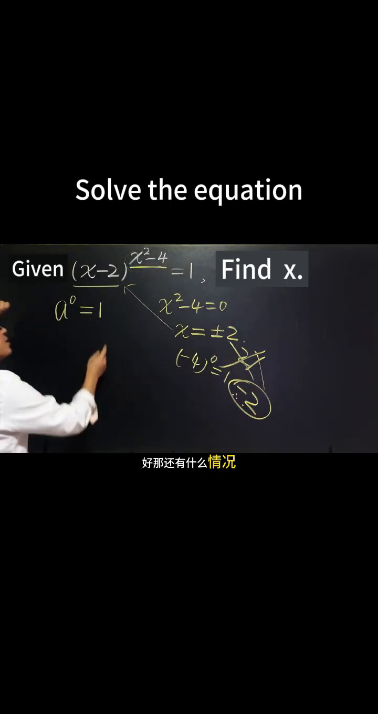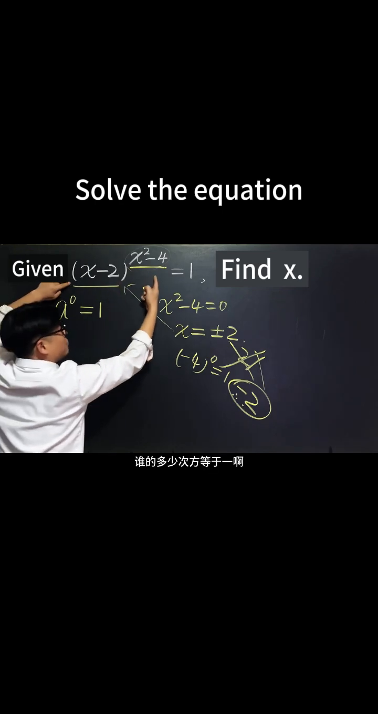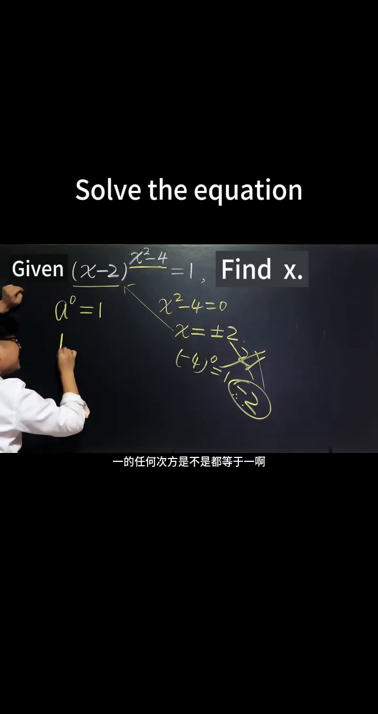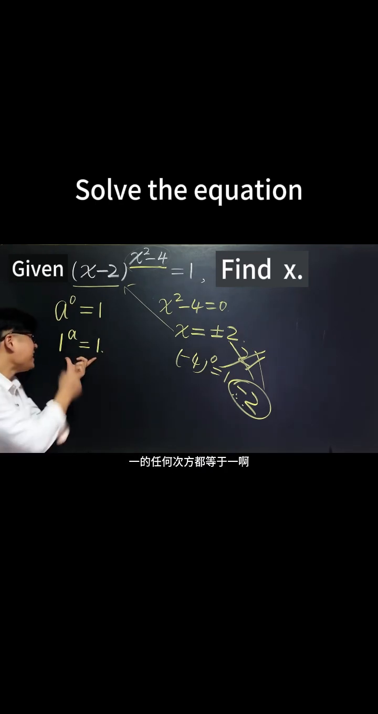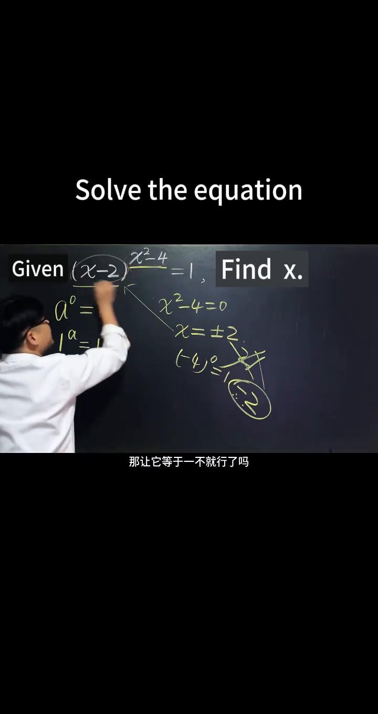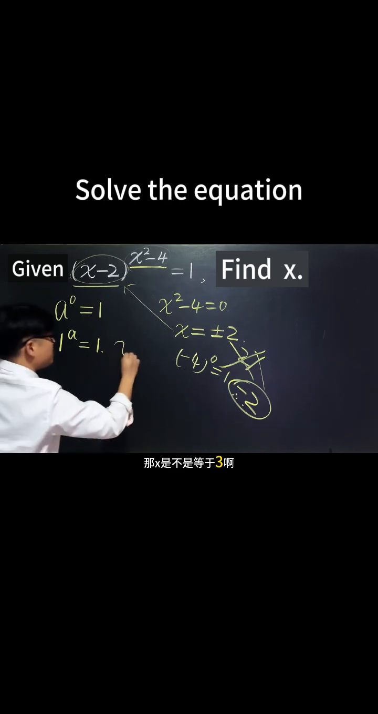Okay, what other situations are there? What else when raised to some power equals 1? If the base is 1, then any exponent will result in 1, right? Yeah, that's easy to understand. Any power of 1 is still 1. So just make it equal to 1, and that's fine, right? Then does x equal 3?